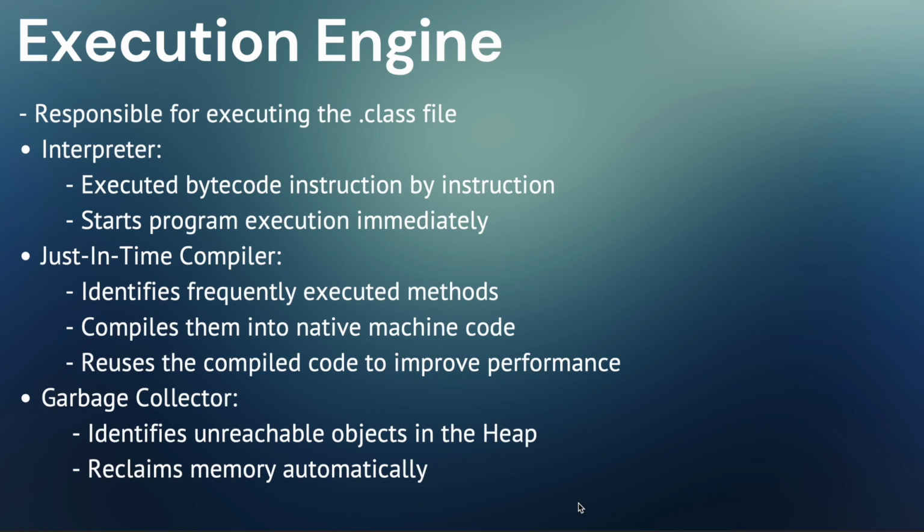Next, we have the garbage collector. The garbage collector is responsible for automatic memory management. It runs in the background and looks at objects in the heap. If an object is no longer reachable from your program, it is considered unused and the garbage collector reclaims that memory. This is what allows Java developers to avoid manual memory management like in languages such as C or C++.